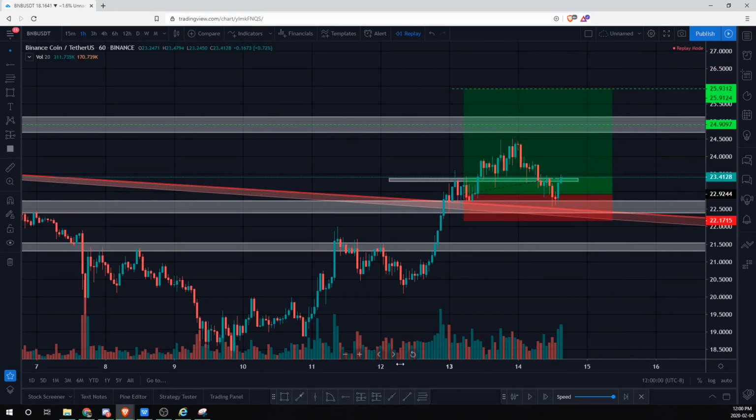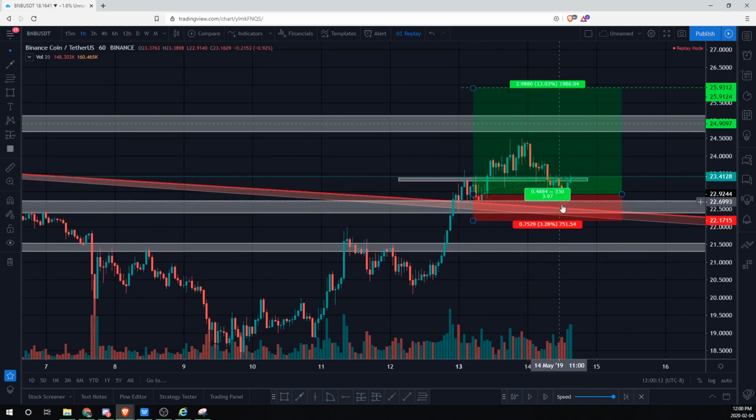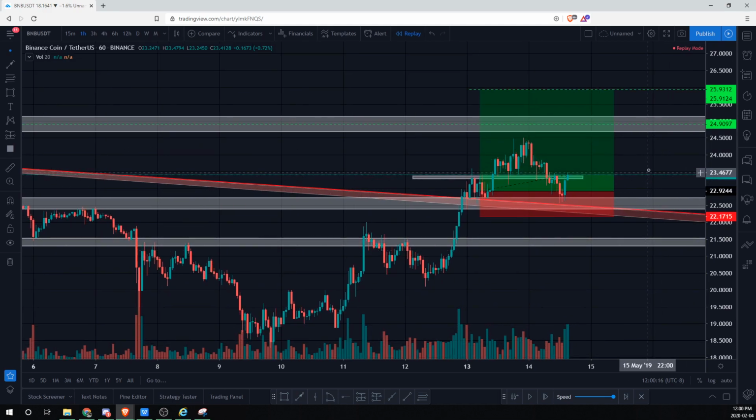So we were holding this level of support right here, which looked good. Unfortunately, we did fall back down, retest for a new resistance, and fell below, making a new lower low. I still have confidence in this setup. This could have been a little pullback on the bigger time frame. So I'm still confident in this setup.